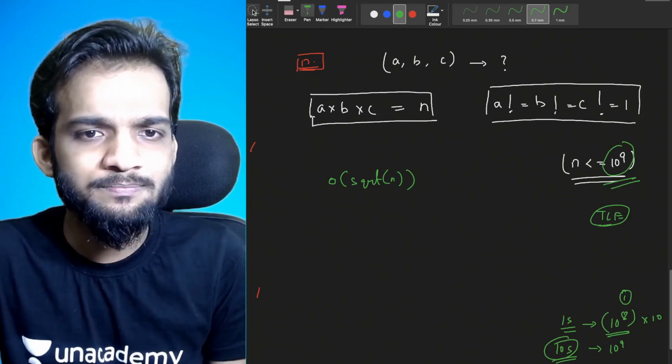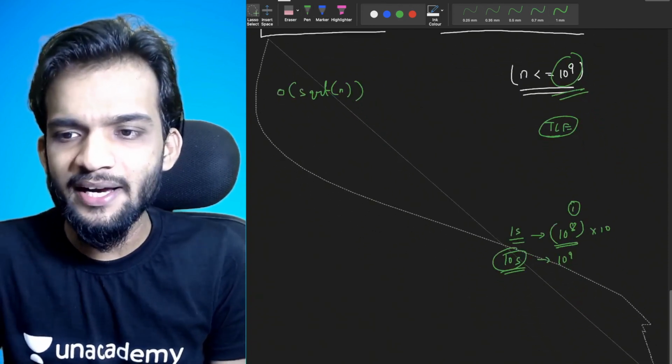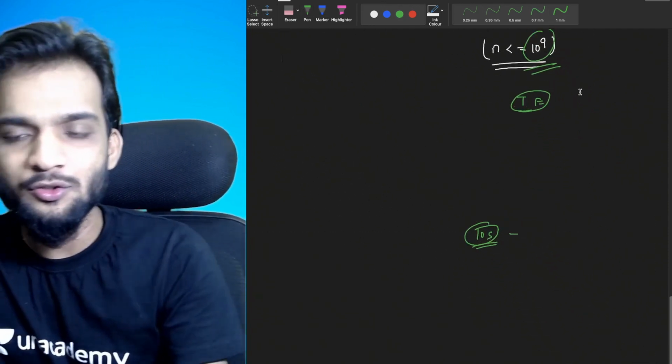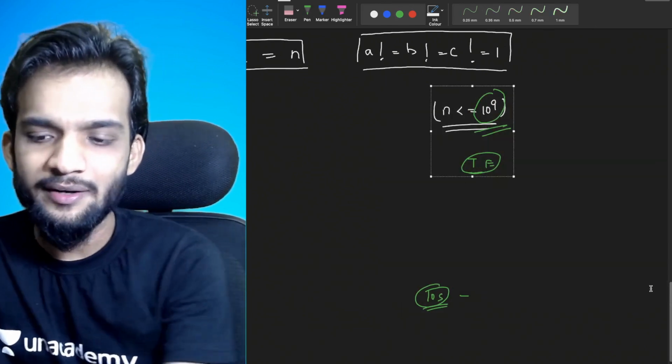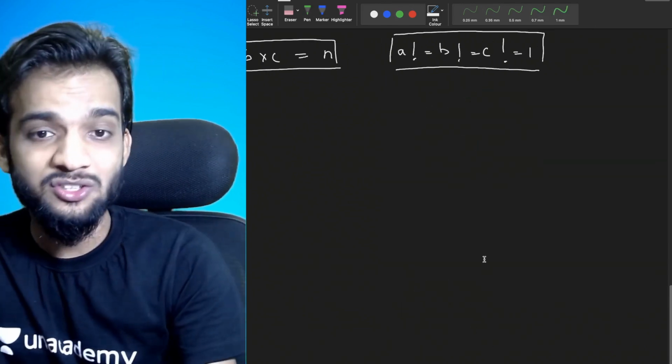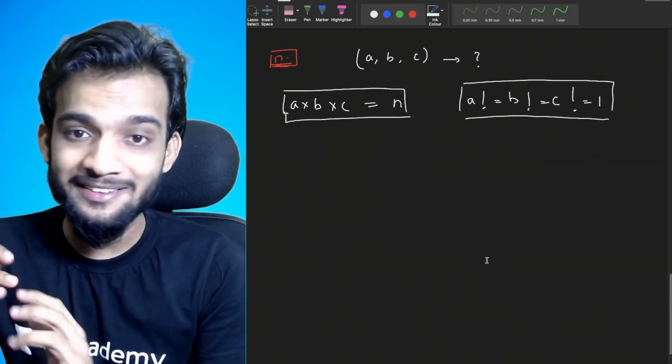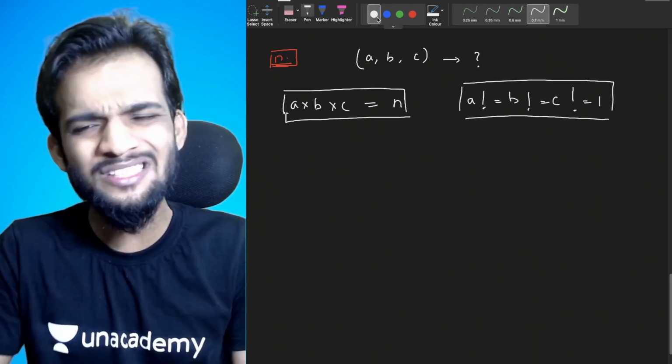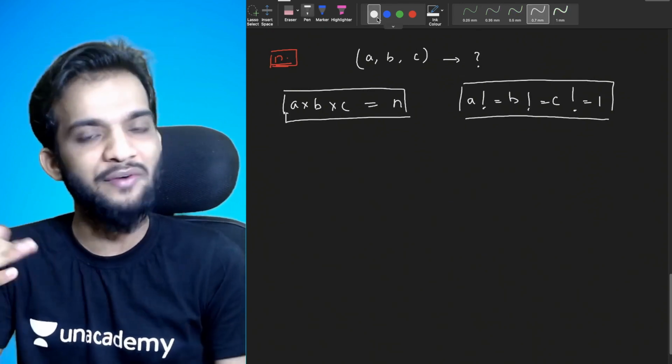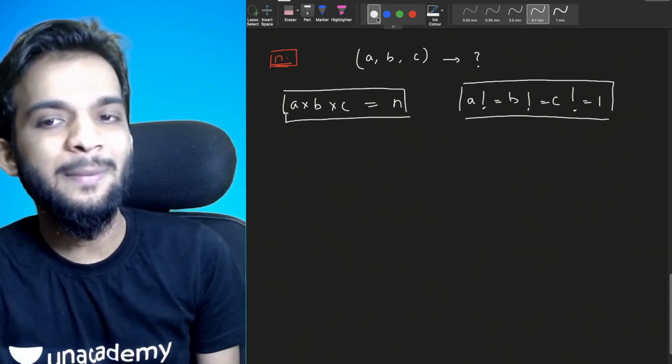Cool. So let's quickly erase this, and since we have figured out that we need to solve it in terms of factors, because the constraint was n 10 to the power 9, that is why we got an idea that we should think in terms of factors, because we have a square root method for factors.